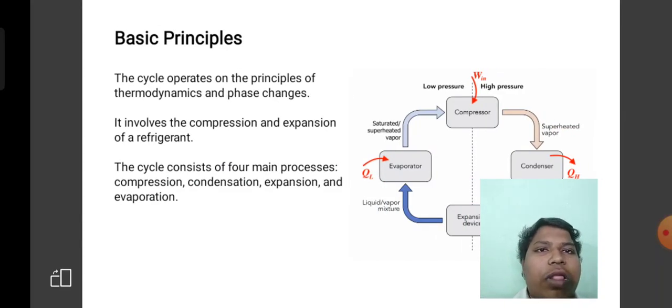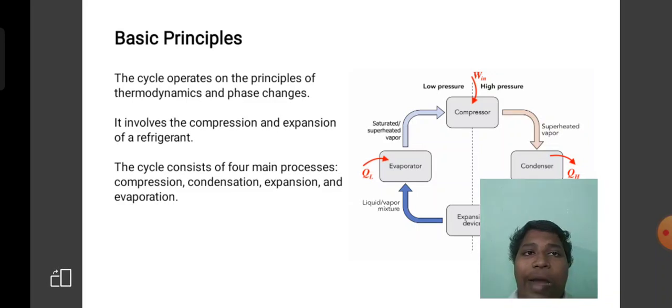Basic principles. The cycle operates on the principles of thermodynamics and phase changes. It involves the compression and expansion of a refrigerant. The cycle consists of four main processes: compression, condensation, expansion, and evaporation.